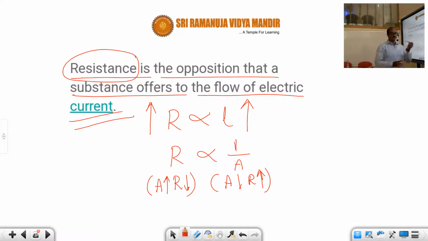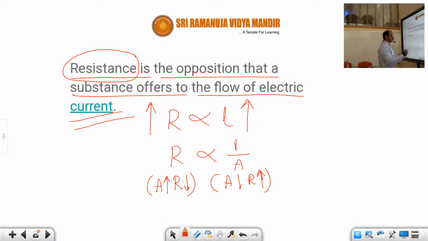Suppose we consider this as some electrical conducting wire, and the current is flowing from this line to this line. Then this portion is called the area of cross section.